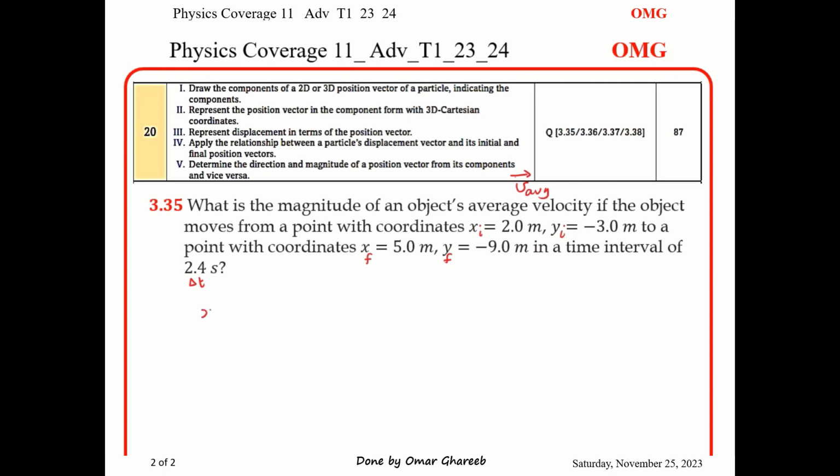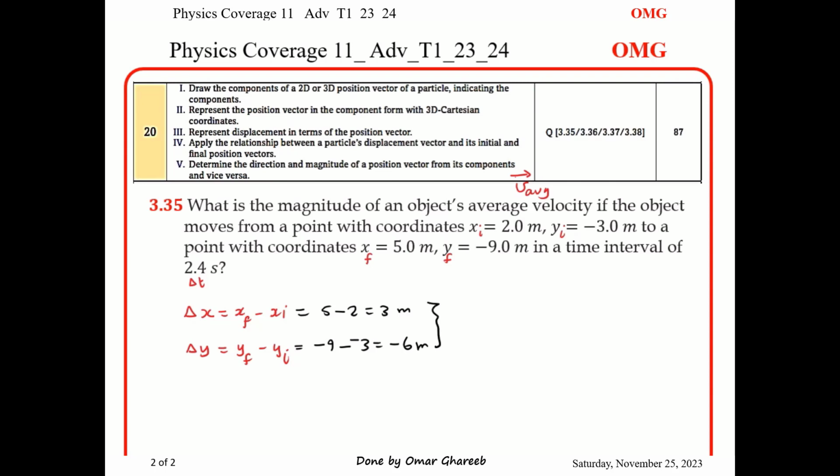First, find the displacement in x-axis. It is x final minus x initial. Substitute for that. X final 5 minus x initial 2. The answer is 3 meters. The displacement on y-axis, it is y final minus y initial. Then it is -9 subtracted -3, which is -6 meter.